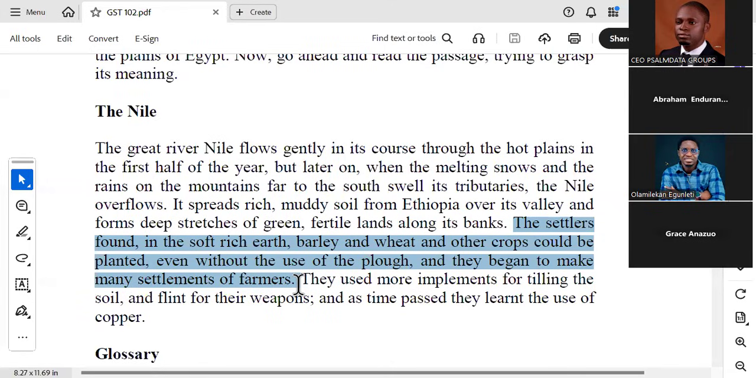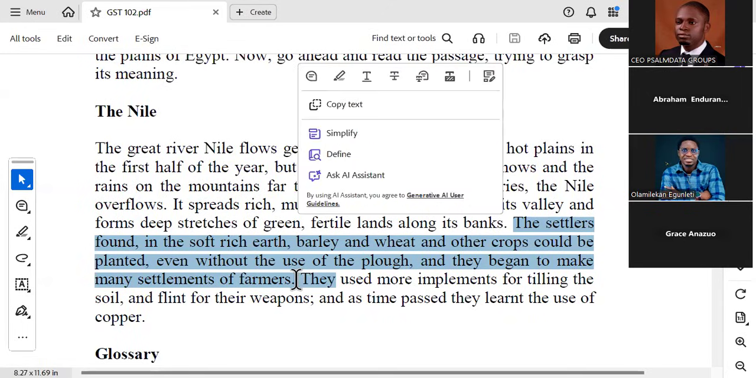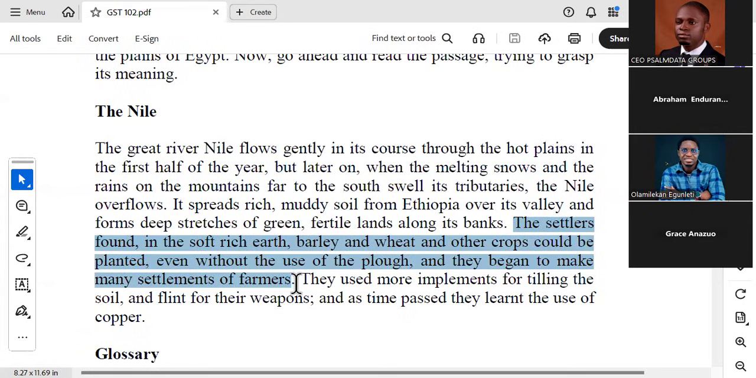Yes, what do we have here? The settlers found in the soft, rich earth, barley and wheat and other crops could be planted, even without the use of plow, and they began to make many settlers or farmers. Yes, what is the main point here? Don't forget that what you are looking for here is the main point. Then you can remove every other thing. The main point can stand alone. So let's remove the supporting details. What are we going to have here? This is the third sentence.